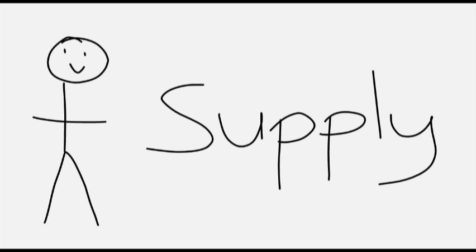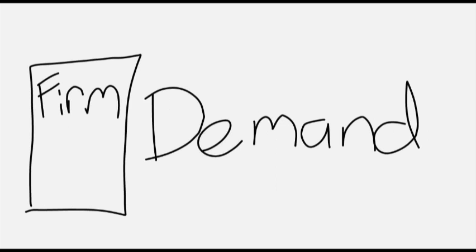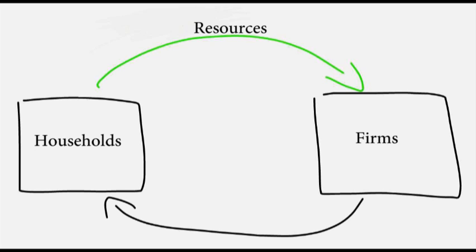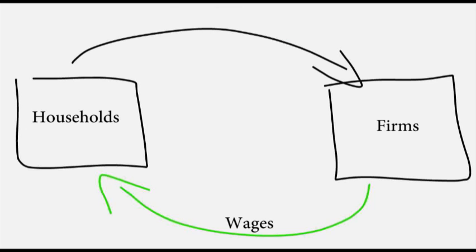This concept of consumers supplying and firms demanding can be shown in the circular flow diagram. The consumer supply is shown as the real flow between households and firms, and the level of wages can be shown as the money flow between firms and households.